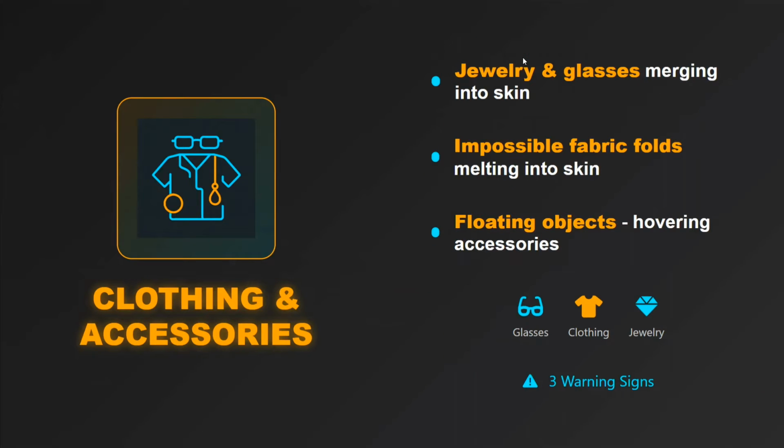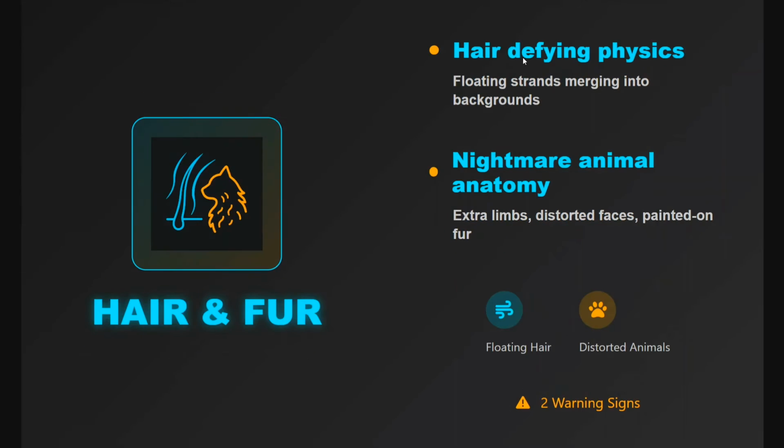Moving to the next section, clothing and accessories also at times look fake and can help you to detect whether the image is AI generated or not. Jewelry and glasses are merging into your skin. This is a prime suspect. Impossible fabric folds melting into skin. Floating objects, hovering accessories, like the earring is not in the ear, it's floating a little outside the ear. So there are certain things you can observe in the clothing and accessory section as well.